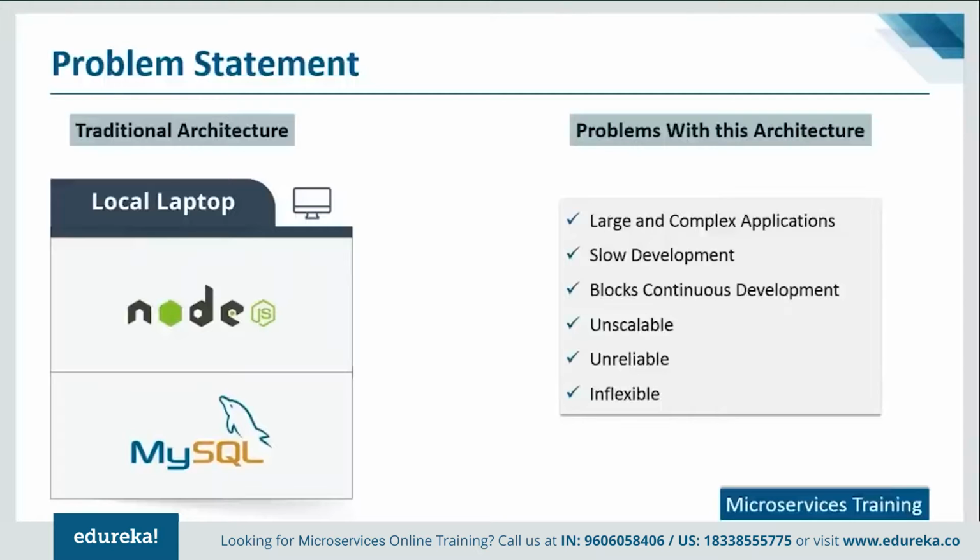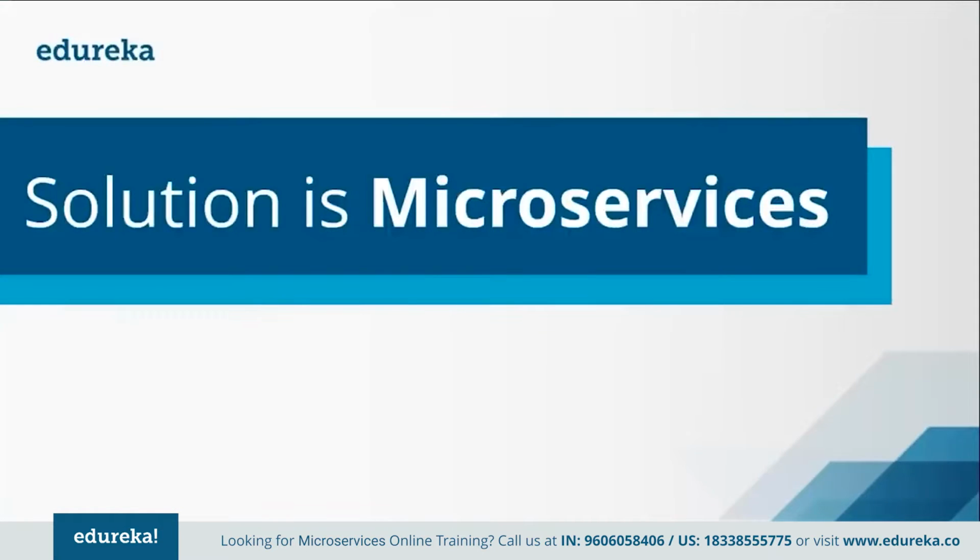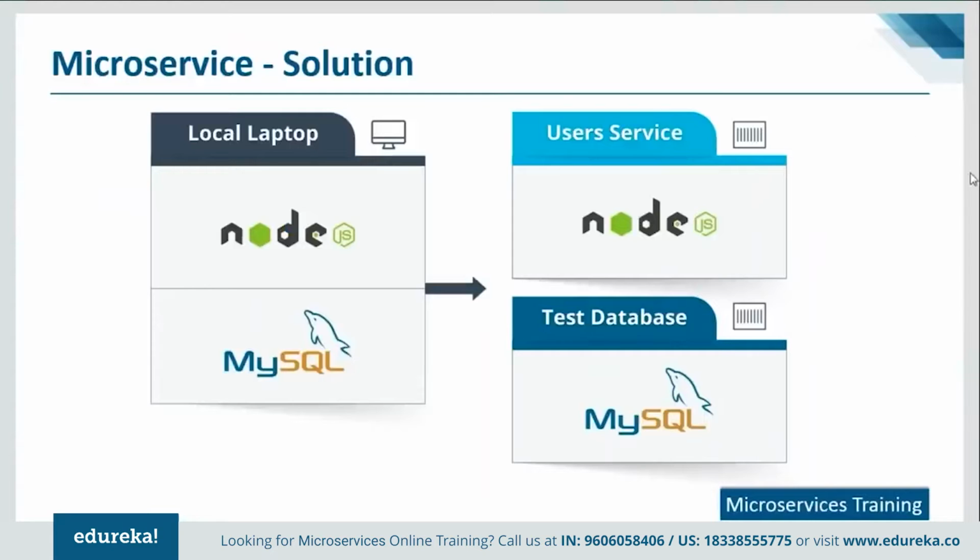So this is the problem statement of our use case, guys. Let us see what the solution to such a problem is. It is nothing but microservices. Now what I'm going to do here is create two separate services, one called user service, another a test database, each running in a different Docker container. So with this, we have separate services, or you can say separate microservices, compared to the monolithic architecture that we had just seen. This monolithic architecture, where my Node.js and MySQL were running on the same instance, I've divided into two separate microservices. One is user service, another is test database. And both of these services are running in different Docker containers. So this is nothing but an example of microservices. This is the use case that we are going to implement in today's session, guys.